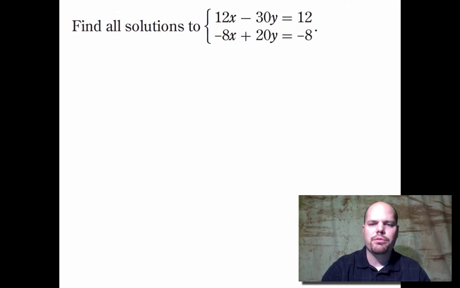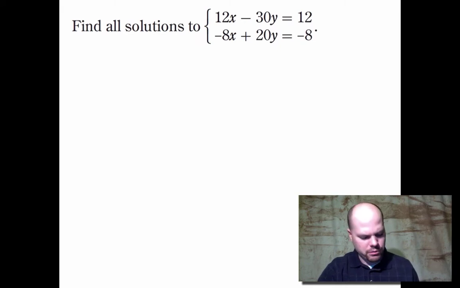All right, this will be a good one for you to try on your own, just to see if you get the concept here. So pause the video if you want. Find all the solutions to 12x minus 30y equals 12 and negative 8x plus 20y equals negative 8. I'll work this as well if you want to check your solution.